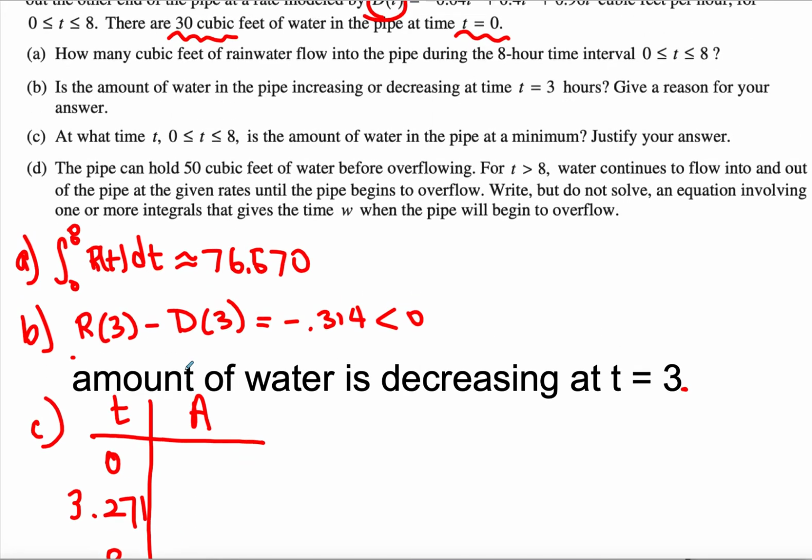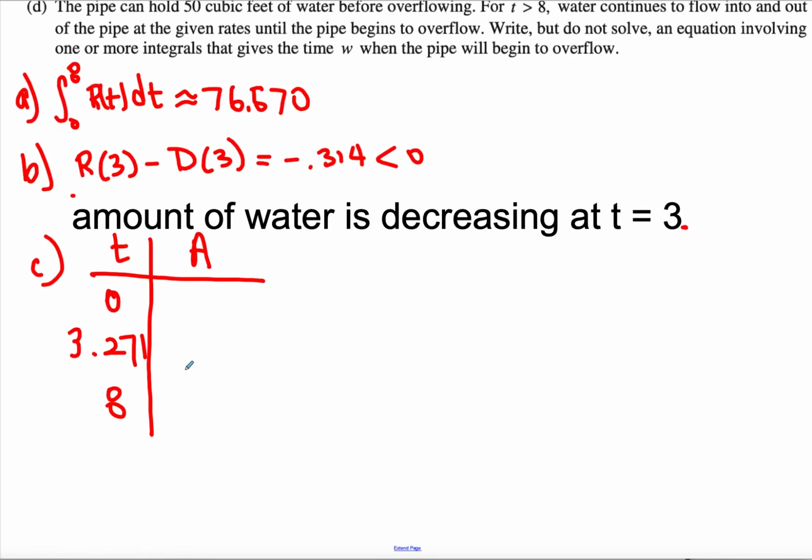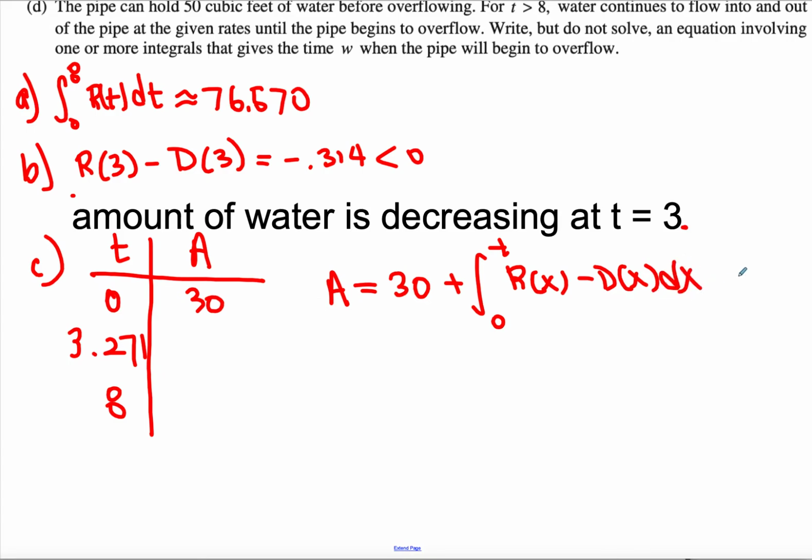When t was equal to 0, we had 30 cubic feet. We need to calculate the other two. The amount should be equal to 30 plus the integral from 0 through t of R of x minus D of x dx. We can write it in this way because R of x minus D of x is the rate at which the amount of water is changing, coming in minus draining out.